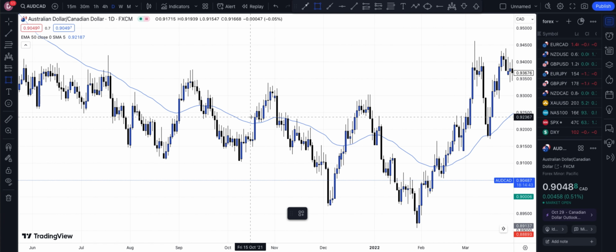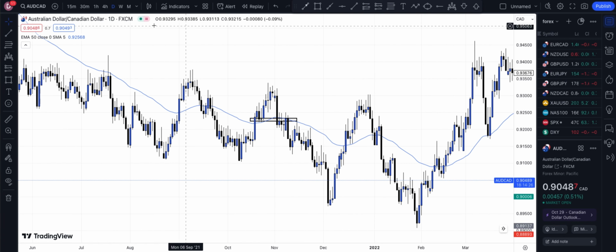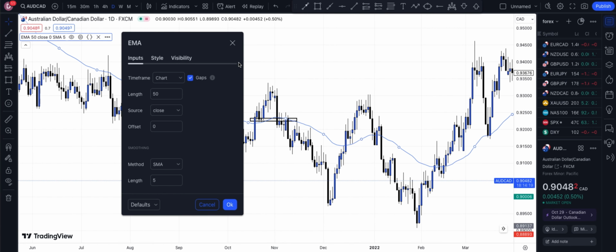So I could show you an example right here where we see price had rejected, came above, broke below, came back, retested with that 50 EMA going right above price. What do we see? We see a push down on price. Now, I can show you right here, settings, exactly what I have. 50, close, 0, 5, SMA, right there.